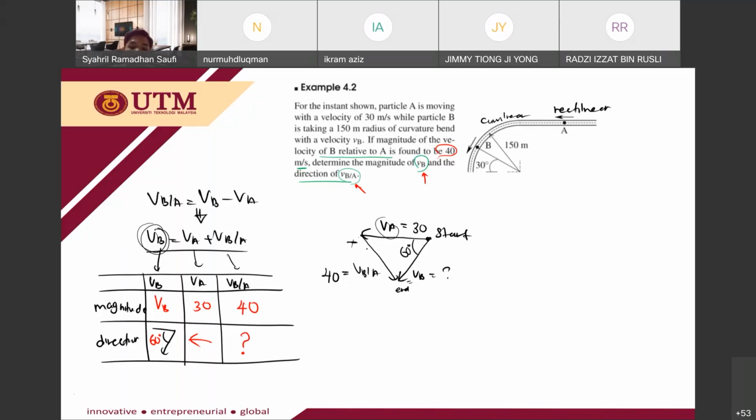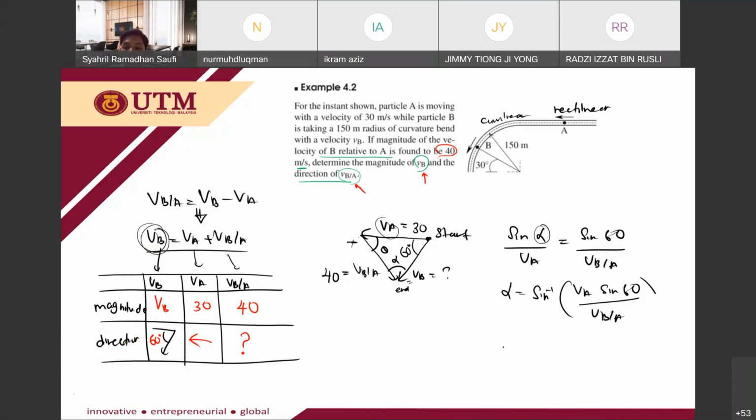So here you need to find theta and alpha. You can use the sine rule to find sine alpha first. Sine alpha over VA is equal to sine 60 over VB. So alpha is equal to sine inverse of VA sine 60 over VB. And then you can determine alpha.